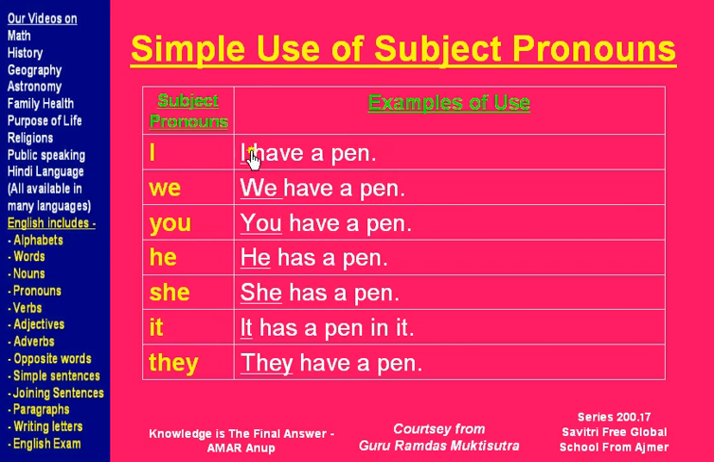I is singular first person, we is plural first person, you is singular and plural second person. So if there is one person, we'll say you have a pen. If there are 10 people, we'll say you have a pen. He is a singular male third person. She is a singular female third person. It is a third person that is not alive, and they is a plural third person. So these were the examples of subject pronouns and how they are used.